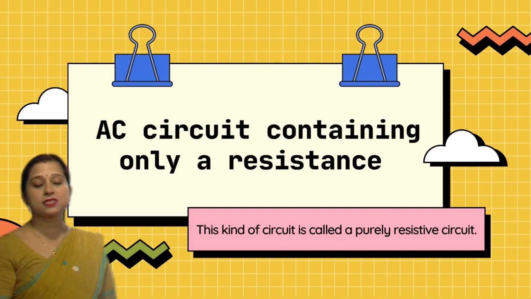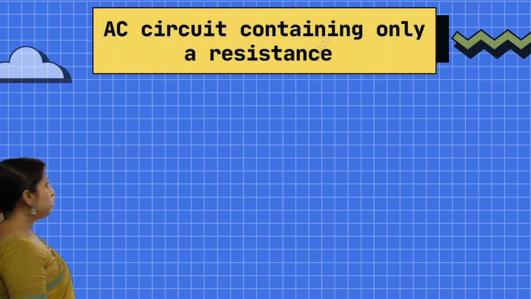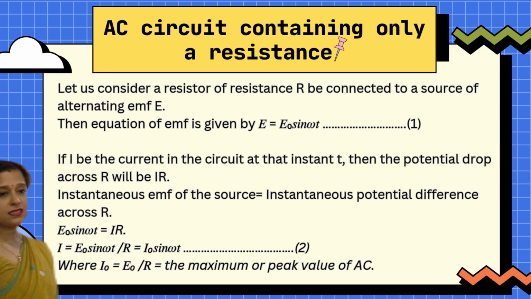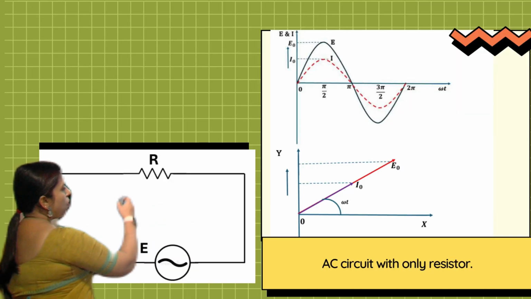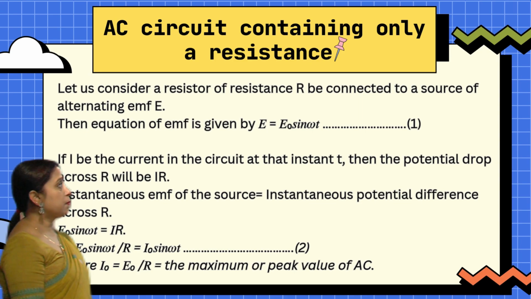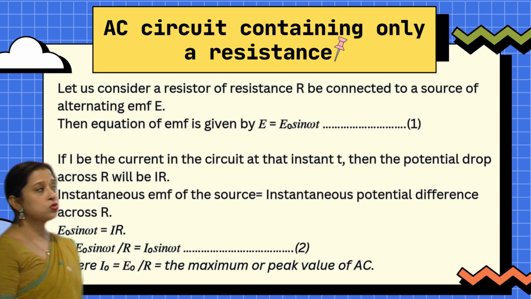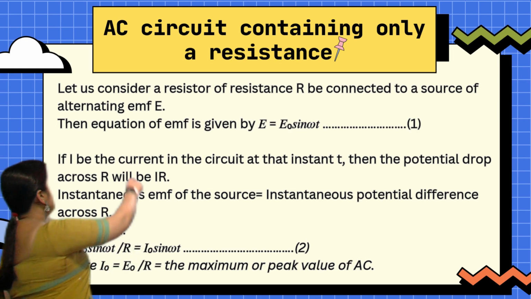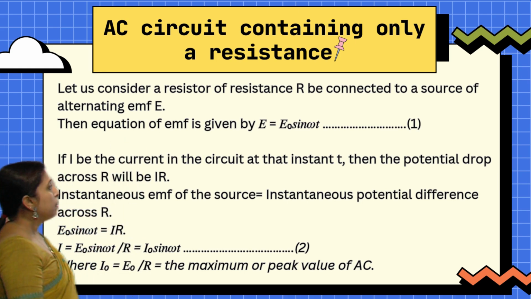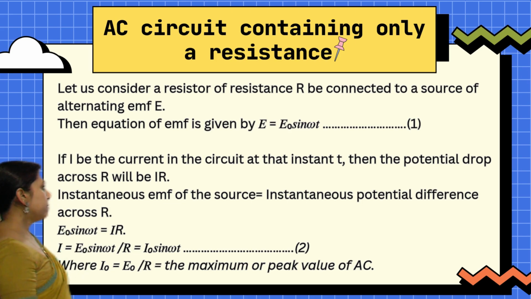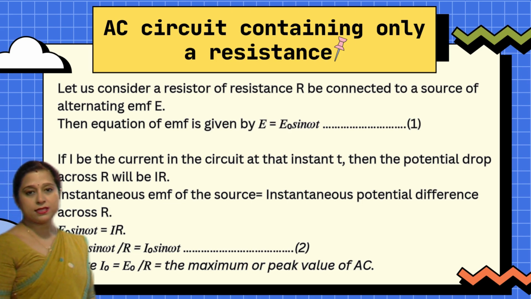This kind of circuit is said to be a purely resistive circuit. So let us consider a circuit in which only a resistive element is there. Let us consider the resistor of resistance capital R to be connected to a source of EMF capital E. Then the equation is given by this. So equation 1 represents the equation of alternating EMF in case of an AC circuit containing only a resistor. Such a circuit is said to be a purely resistive circuit.